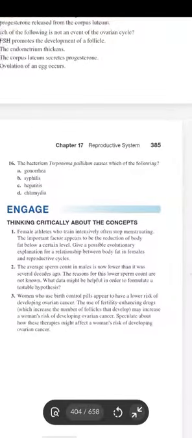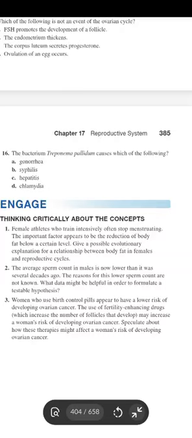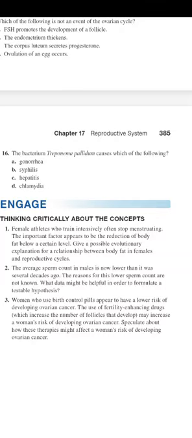Question number 16. The bacterium, this one, causes which of the following? So we're talking about the bacterium. Gonorrhea, it's caused by Neisseria gonorrhea. Syphilis, I think so. Hepatitis, it's a virus, so what are we doing here? Chlamydia, I think chlamydia, its bacterium has the name chlamydia in its scientific name, so I think I will go with syphilis.